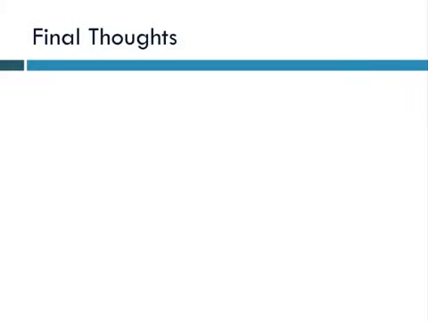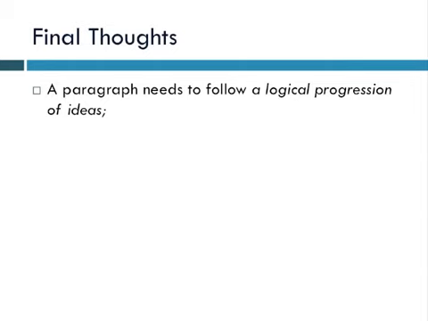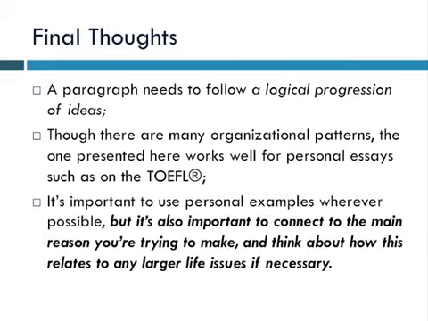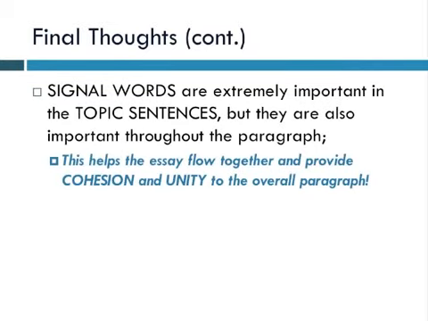So, some final thoughts. As we said, a paragraph needs to follow what we call a logical progression of ideas. Though there are many organizational patterns, I think the ones that we discussed work pretty well for essays, especially those you find on the TOEFL. I think it's important to remember that using personal examples is possible. It's very important. But it's also important to connect those examples to the main reason you're trying to make, and think about how this relates to perhaps any larger life issues if necessary. As we said before, signal words. Signal words are extremely important in the idea of topic sentences, but we also can use them throughout the paragraph.